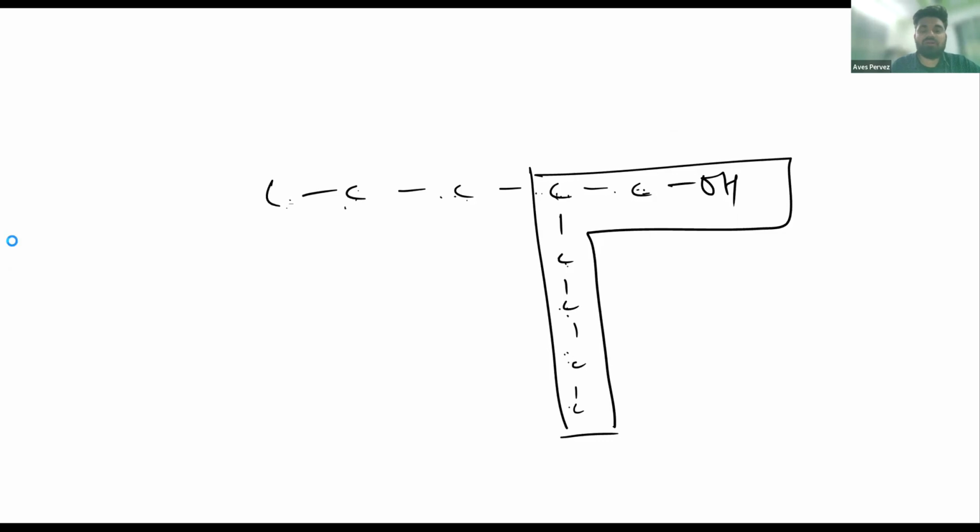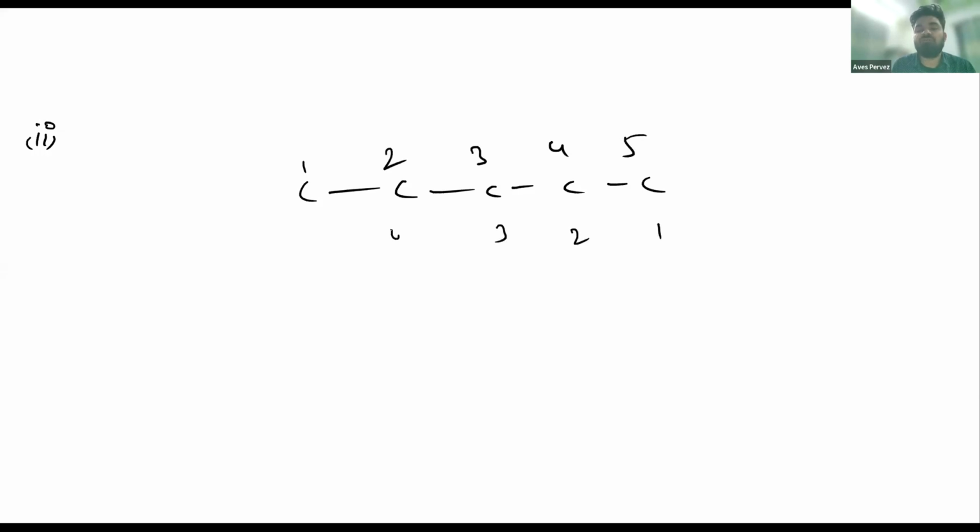The next rule is rule number 2. The numbering should be done in such a way that, because we need to write the position of each functional group, for example, if chlorine is attached here, where the functional group is attached, we need to write the number of the carbon. We can do the numbering like this, 1, 2, 3, 4, 5, or the other way, 1, 2, 3, 4, 5. There is a rule for how to start the numbering, left to right or right to left. The carbon with which the functional group is attached should get the lowest possible number.